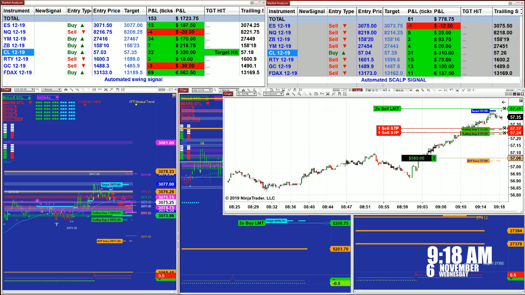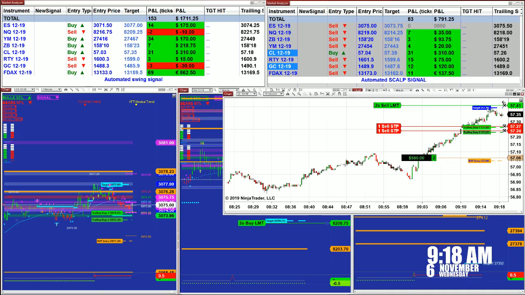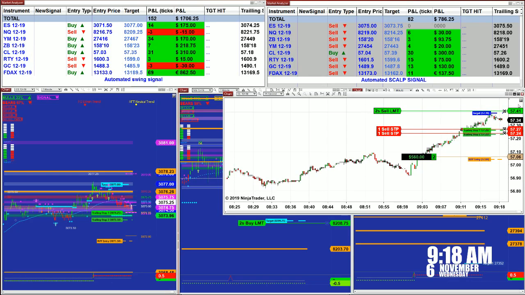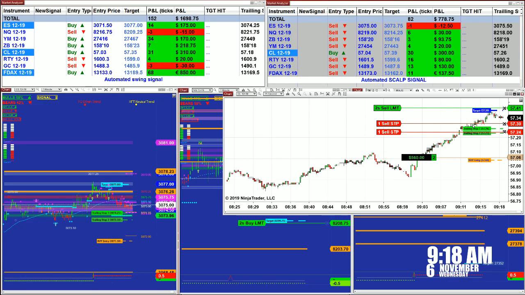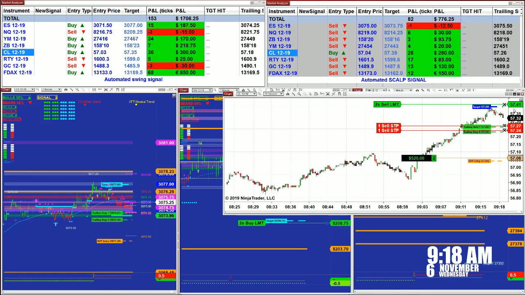You can see where the CL came in exactly to the 50.39, and the system was trying to increase the target to 41. I can close it, but I don't want to close it. I can move it and tighten up the profit if I want to, but I'm not going to do that. I'm going to leave it as is. Let the system figure out what to do with it.